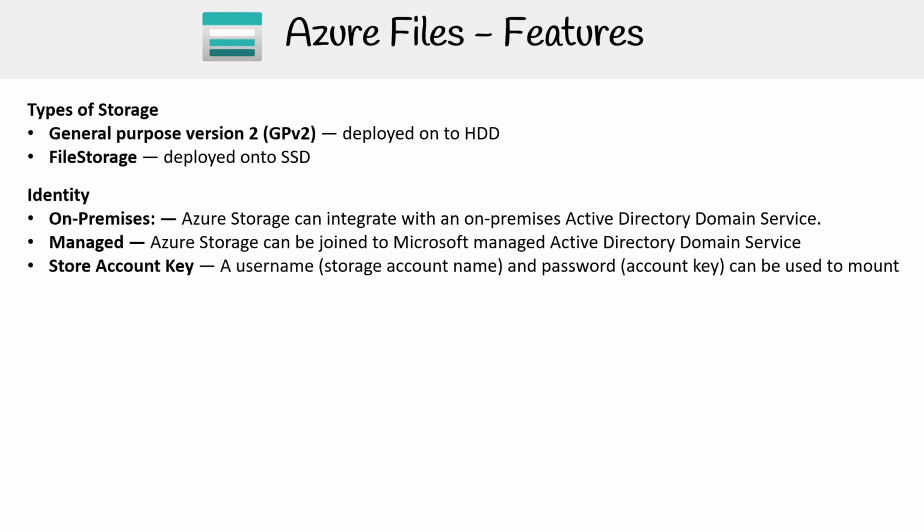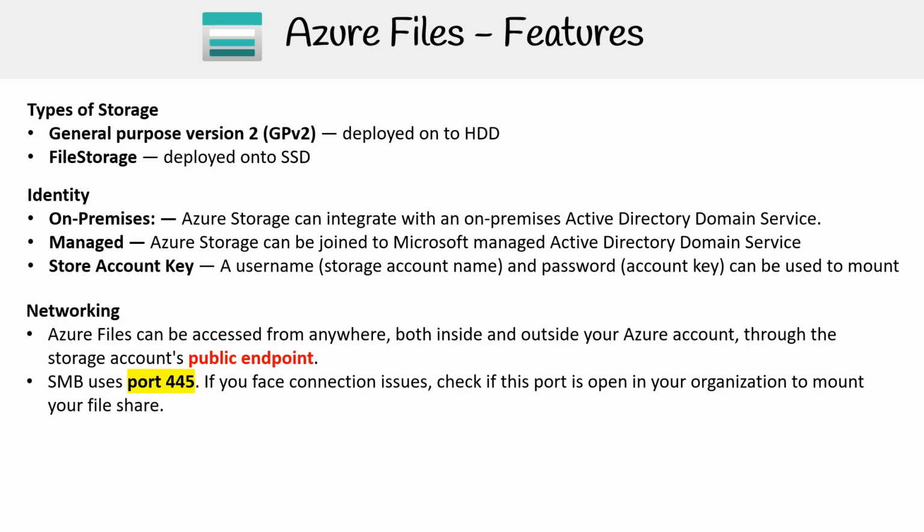Networking. Azure Files can be accessed from anywhere, both inside and outside your Azure account, through the storage account's public endpoint. Remember, SMB uses port 445. If you face connection issues, check if this port is open in your organization to mount your file share.